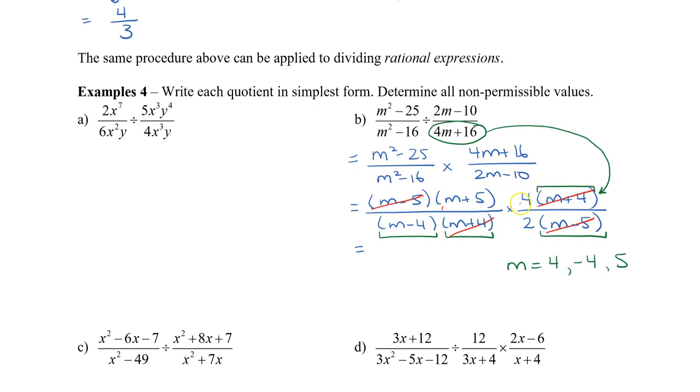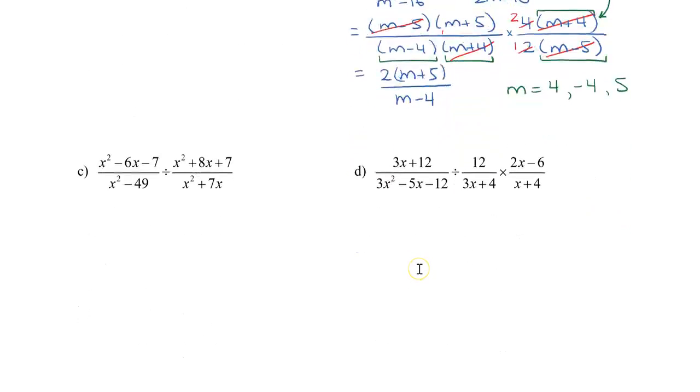And the 4 and 2 I can reduce to 2 over 1. So the only thing I have left in the numerator is my m plus 5. But I also have a 2, which I'll place in the front. In the denominator, I have an m minus 4. All right, let's take a look at one more.